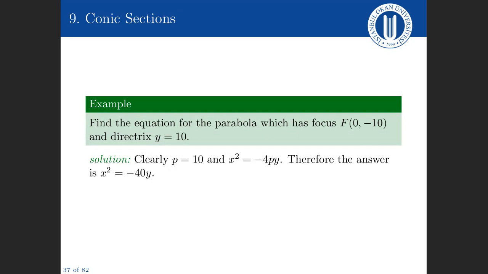Another example, find the equation for a parabola which has focus (0, minus 10) and directrix y is 10. What can we say here? Clearly, from looking at the focus and directrix, we must have that p is equal to 10. And the equation must look like x squared is equal to minus 4py. So clearly, the answer to this problem must be x squared is equal to minus 40y.